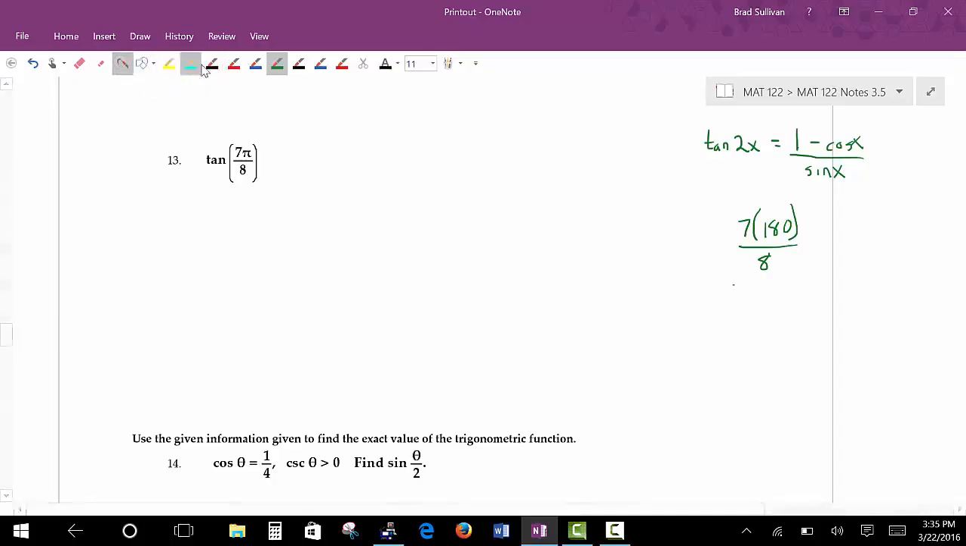So if I do 180 divided by 8, that's 22.5. Okay, so that crosses out to give 22.5. And then 22.5 times 7 is 157.5. So this is a 157.5 degree angle. So we're going to utilize the tangent identity for 157.5 degrees.